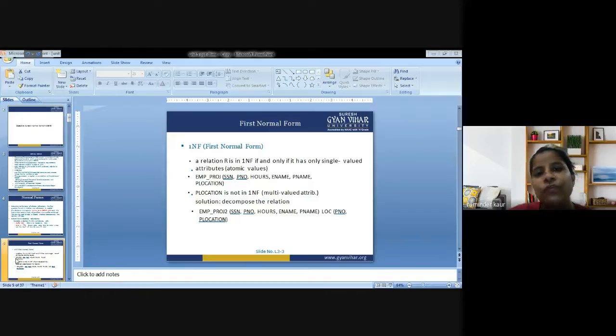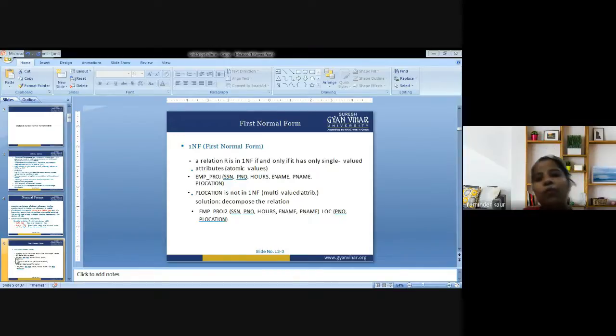So the solution is to decompose the relation. How can we decompose the relation? It means we are supposed to convert it into sub relations. So employee project 2 has attributes social security number, project number, hours, e-name, p-name, location, and location is further divided into p number and p location. Now it is in first normal form.